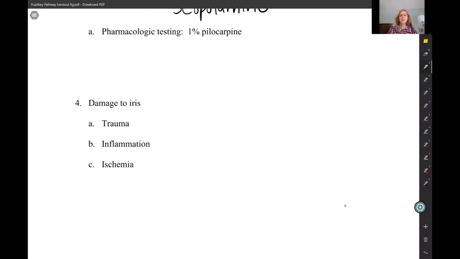Lastly, I do want to mention damage to the iris. This can cause a non-reactive pupil or an irregularly shaped pupil. It can be due to trauma, like a tear of the iris. It can be due to inflammation, like a posterior synechiae, or it can be due to ischemia, which occurs with angle closure glaucoma.